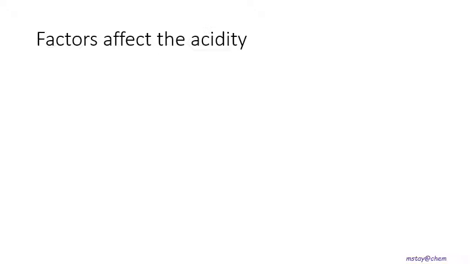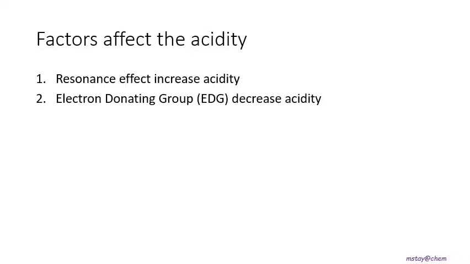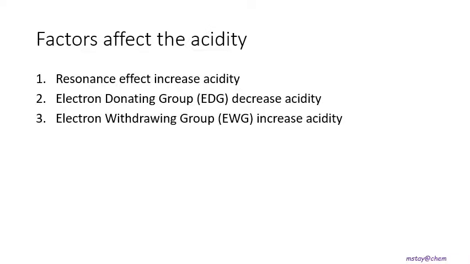Based on the previous slide, we already have the idea that the resonance effect will increase the acidity. Electron donating group decreases the acidity. And later, we are going to look at the effect of EWG, which will increase the acidity. So if you already know how these factors affect the acidity, at the same time you also know how they affect the basicity, which we are going to learn in the next topic, chapter 18.